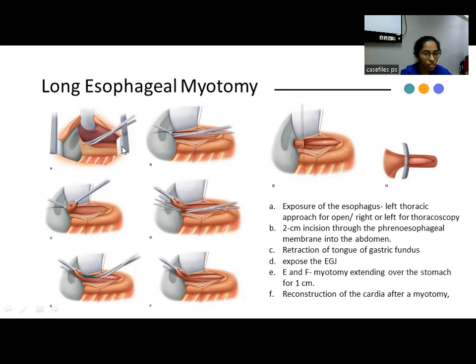After that, an incision will be made on the phrenoesophageal junction, the phrenoesophageal membrane, to expose into the abdomen. And we retract the fundus of the stomach so that the myotomy can be extended below the level of the lower esophageal junction, and we expose the gastroesophageal junction. In these two pictures, we can see the myotomy being performed, and this extension of the myotomy has to be done below the level of the gastroesophageal junction, at least for 1 centimeter. And this is the reconstruction of the cardia after the myotomy.